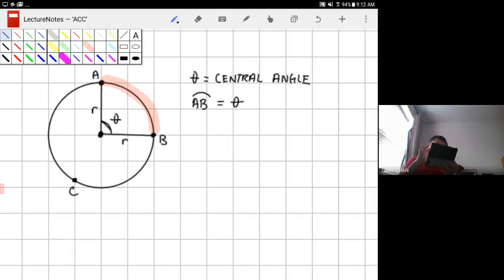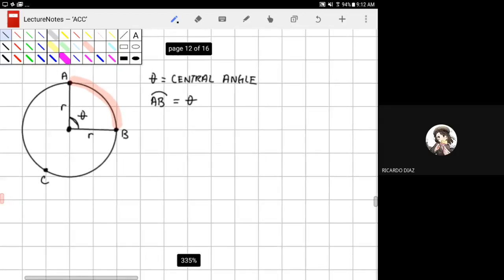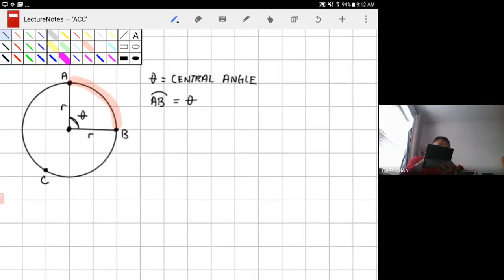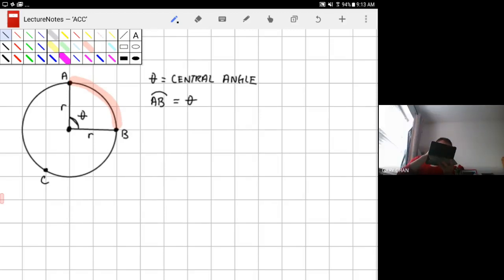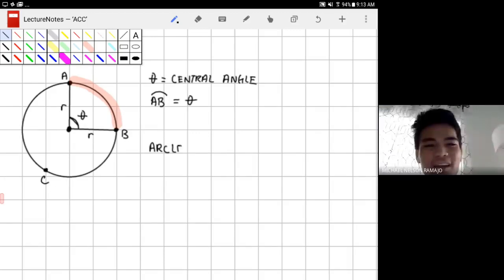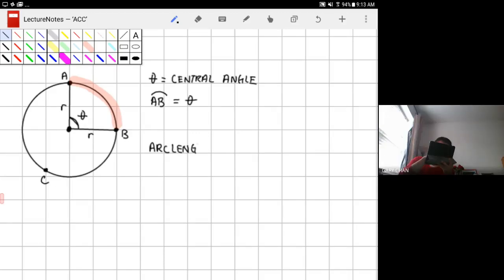So why is this important? Well, in this week's assignments, we're going to be talking about something called arc length, which is different from what the arc measure is, okay? So what exactly is arc length? Would it be how long the arc is? Yeah, that's exactly what it is.